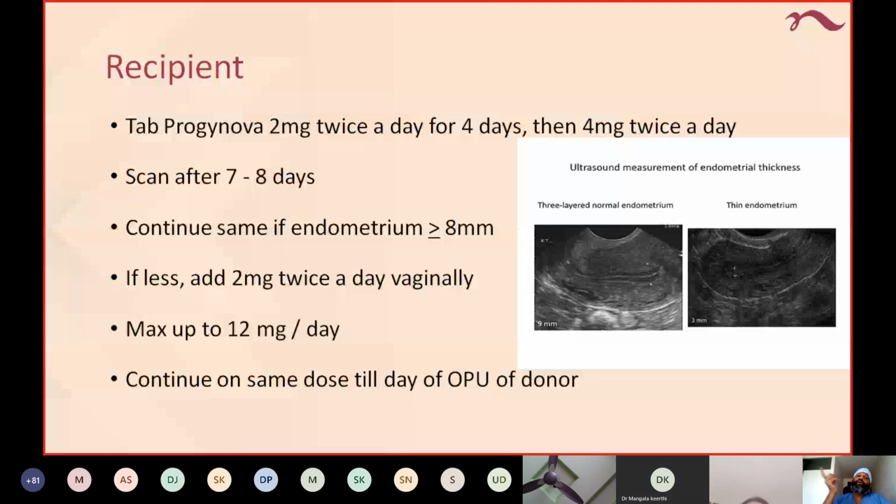From the day of pickup of the donor, for the recipient, you start with micronized progesterone 400 mg twice a day vaginally, and ET can be done either 3 days later, or if you're doing a blastocyst, 5 days later, the embryo can be transferred. We don't transfer more than 2 embryos, generally 1, very rarely 2.